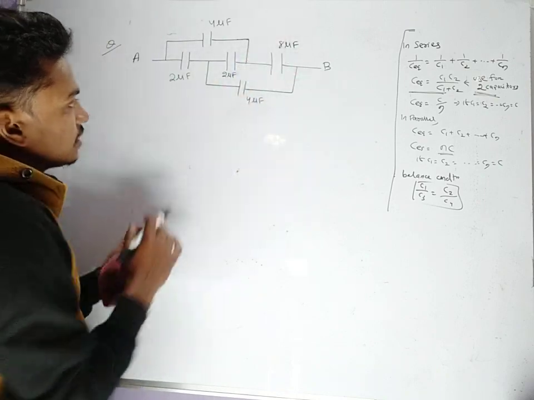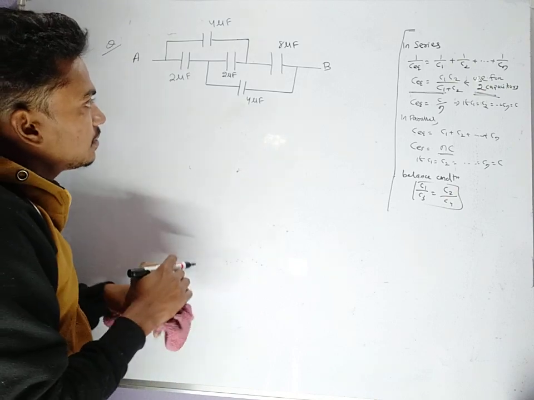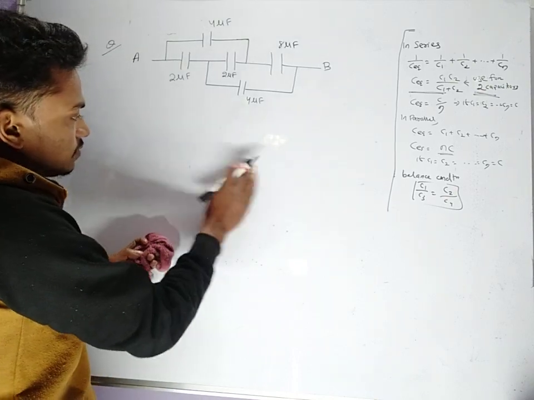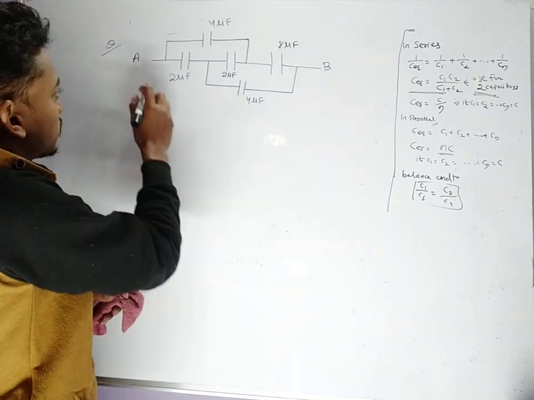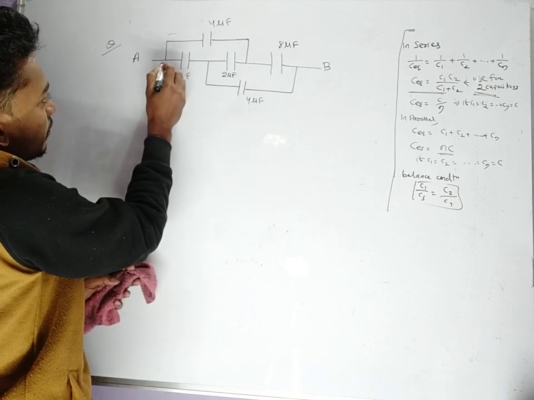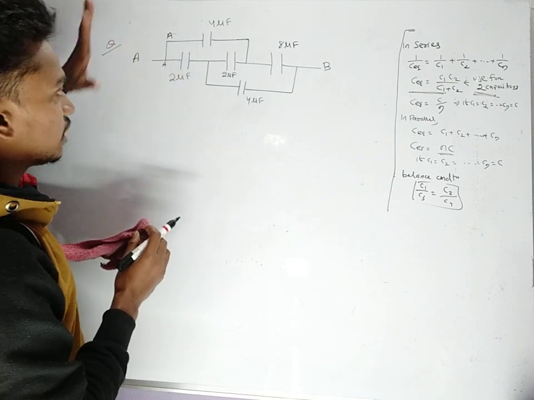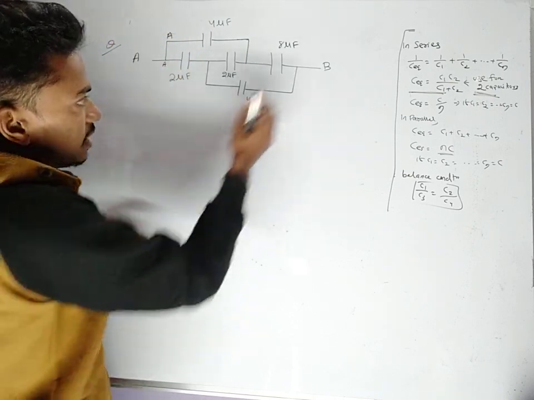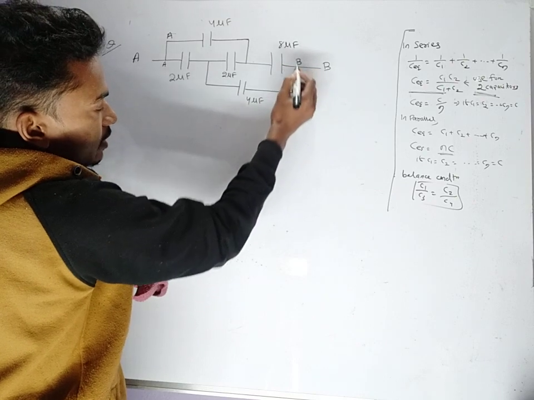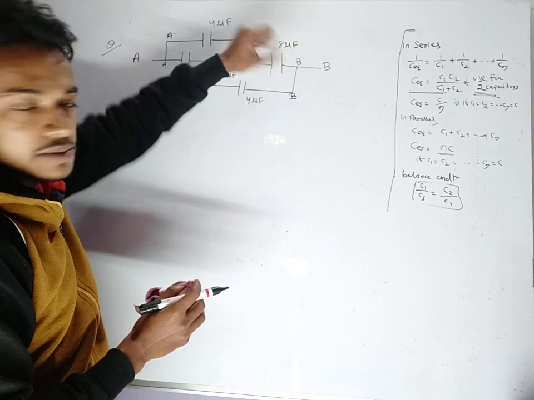This is the arrangement, and the question is, find the equivalent capacitance between A and B point. So use the point method. Okay, this is A point and this will be A point, and this will also be A point, since between these two points there is no element. And similarly this is B point and this will be B point and this will be B point, and there is no element between them.